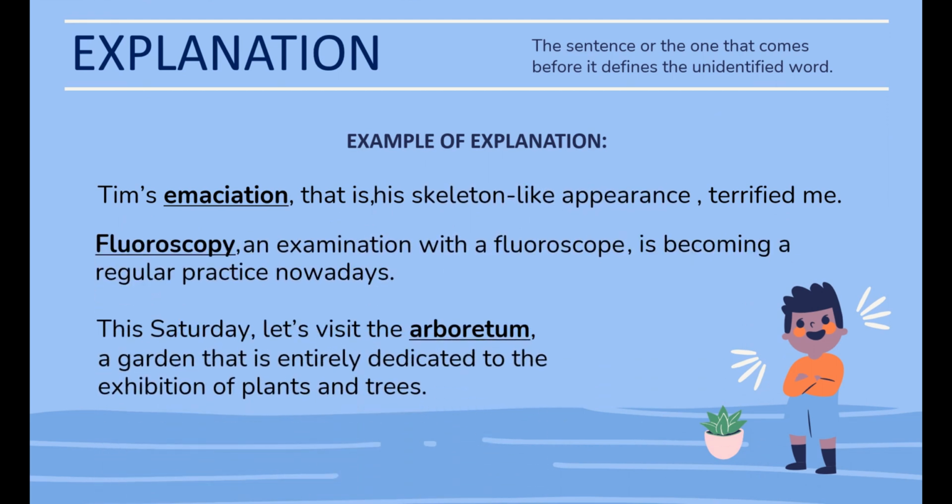The third one is explanation. The sentence or the one that comes before it defines the unidentified word. For example, in the first sentence, they discuss a team, a boy, and use an unfamiliar word to indicate that it's only about a team. And the next words define the unfamiliar word. And it also applies in the next two examples.